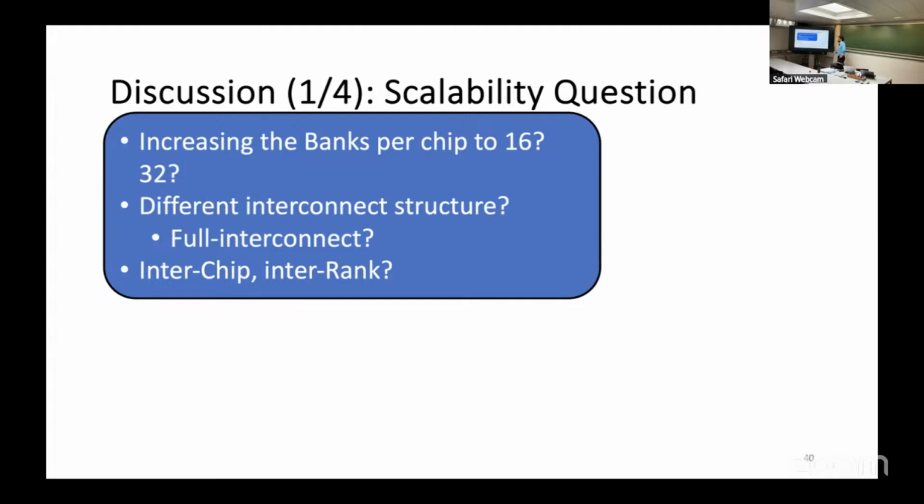Perhaps a different interconnect structure. As I mentioned before, it was a circular interconnect between all the banks. Perhaps a full interconnect might be better. Maybe on the crossbar with an interchip, maybe there we could change something up. Maybe be completely interconnected there as well. Who knows? And why only interchip and interrank and such? Why not inter-channel? Anyone have any ideas?